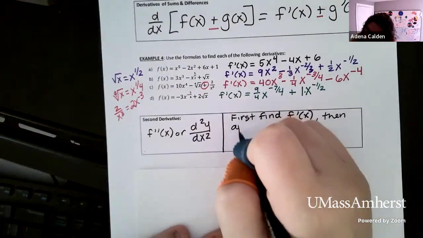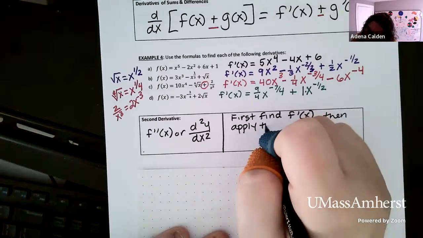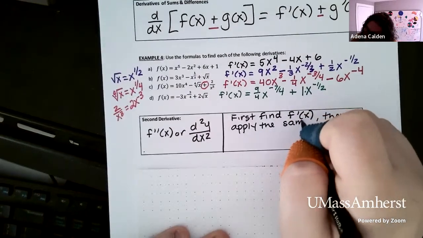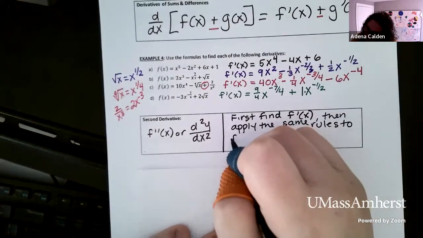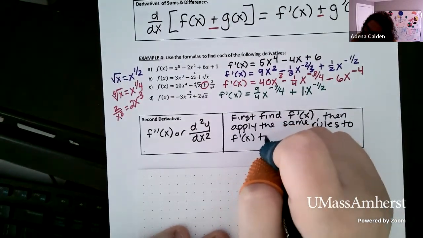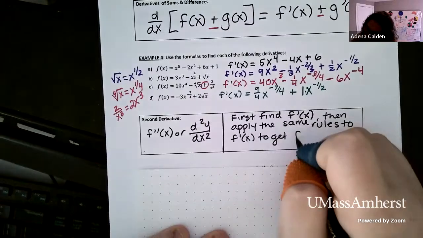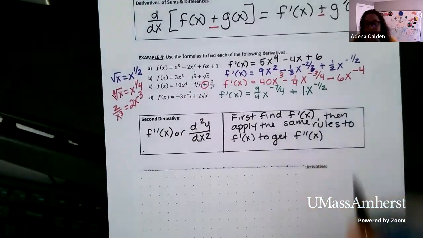Then apply the same rules to f prime of x to get f double prime of x. So what does that mean?